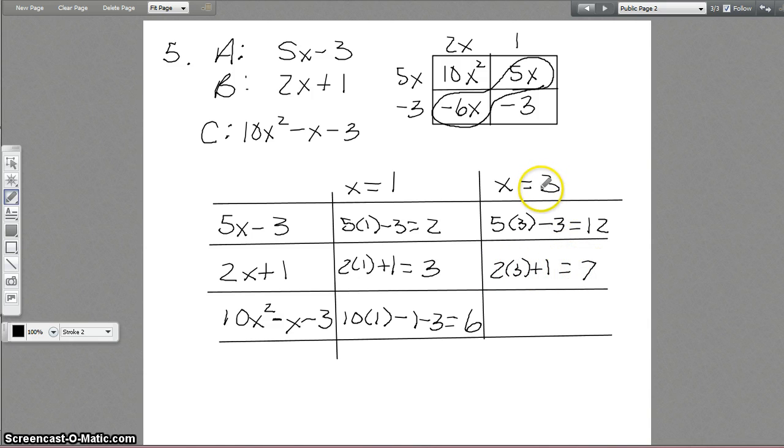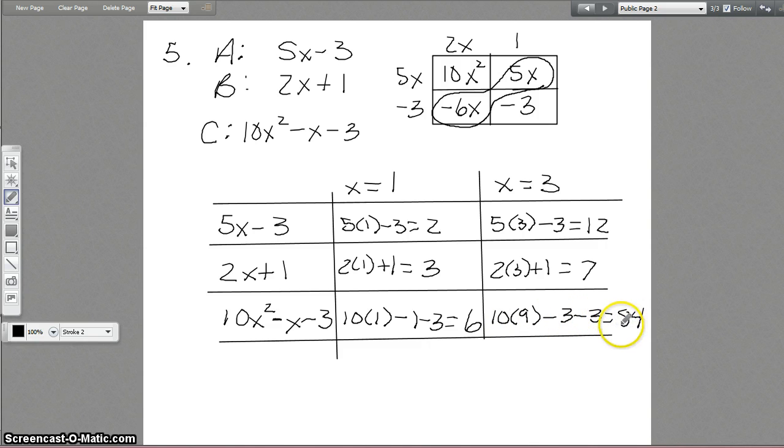Okay, now I'm going to plug x equals 3 into 10x squared minus x minus 3. So we have 10 times x squared. Our x is 3, so 3 squared is 9, minus x, so we're going to do minus 3, and then minus 3 at the end. 10 times 9 is 90, minus 3 is 87, minus another 3 is 84.